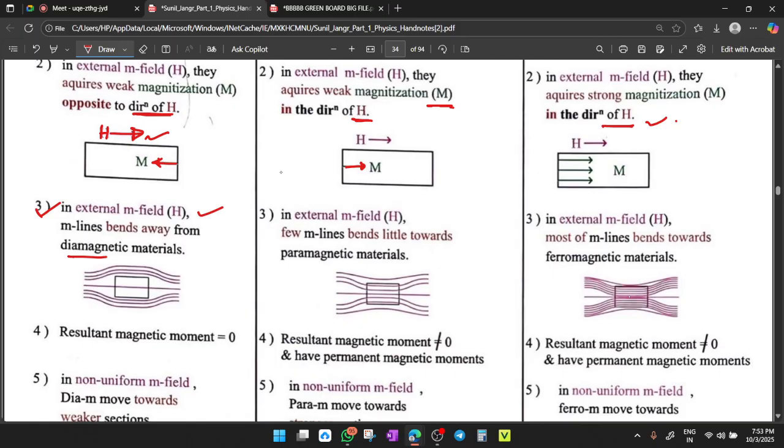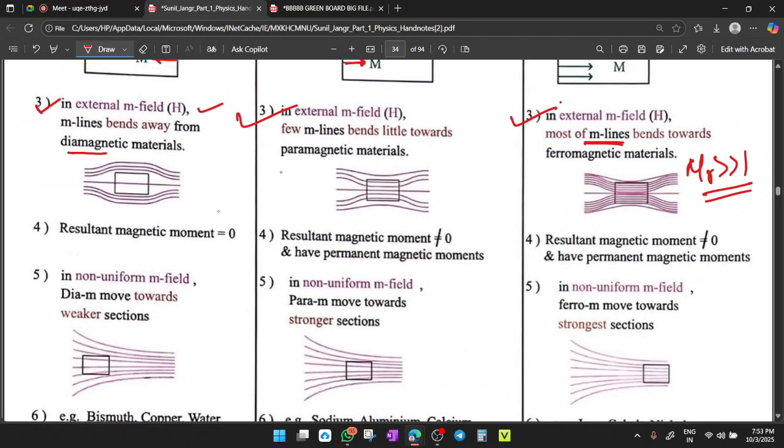But in ferromagnetic material, there is a great permeability, welcoming all the lines of force, as mu r is much greater than 1. So in an external magnetic field, most of the magnetic lines bend towards the ferromagnetic material.